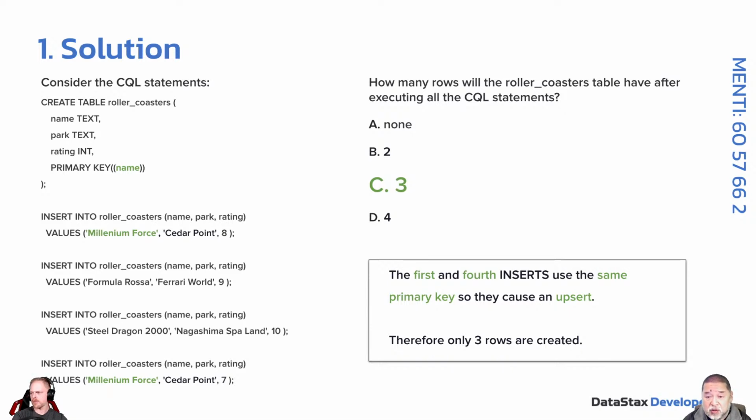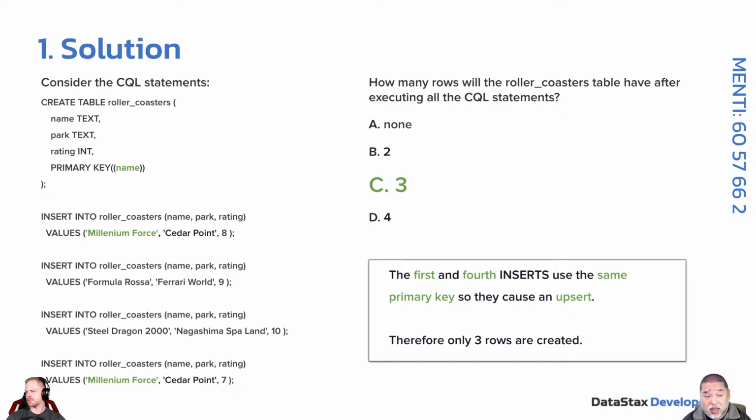So that's 2 rows that get created. The third one does an insert, and the insert is Steel Dragon 2000. So that's 3 rows inserted. The issue here is the fourth one. The fourth insert, the name is Millennium Force. That's the same value that was inserted in the first row. That value is the primary key value.